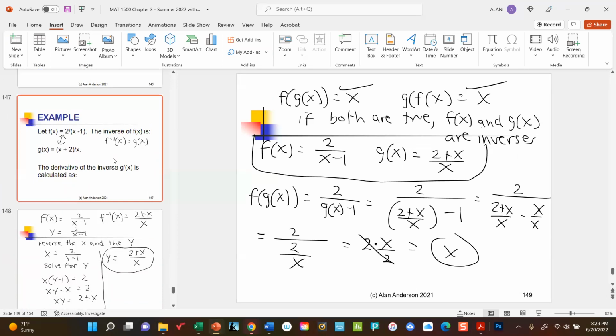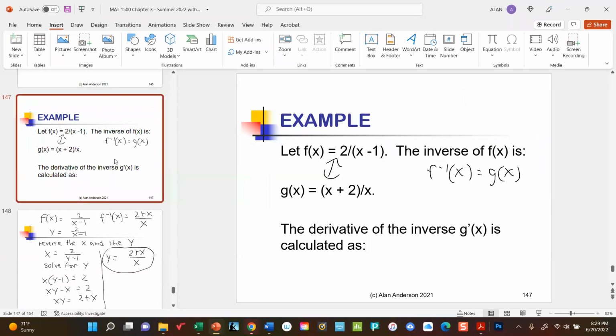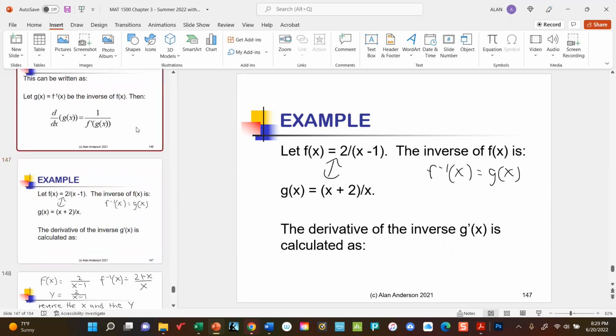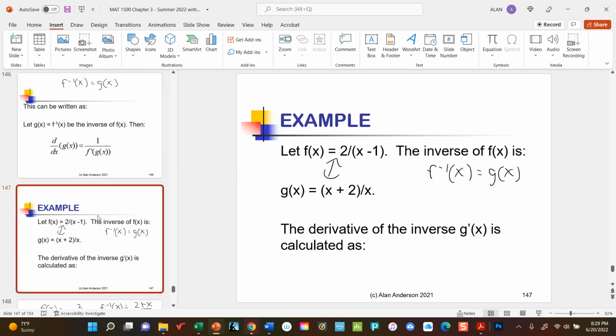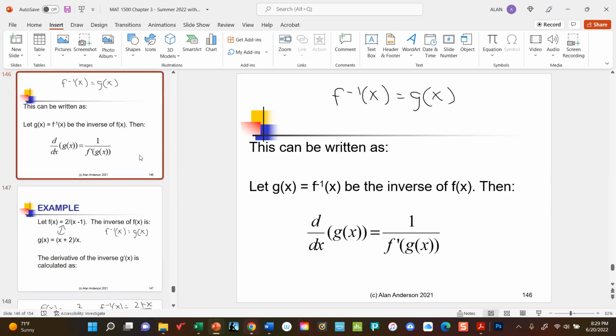Great. So now what we're really after, though, is we're trying to take the derivative of g of x. That's ultimately what we're after. Okay, so what we're trying to do is find out what is g prime of x. In other words, we started out with f of x, and we're interested in g prime of x. So this is the formula.